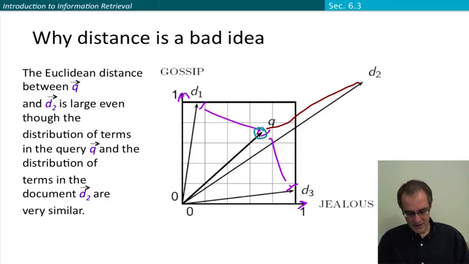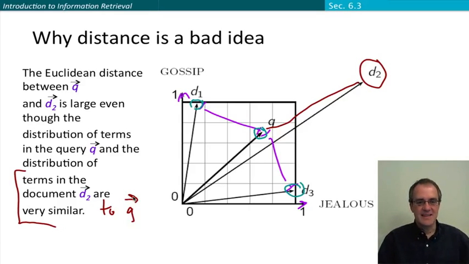Well, if we then look at our documents, what we find is document 1 seems to have a lot to do with gossiping and nothing to do with jealousy. And document 3 has a lot to do with jealousy and nothing to do with gossiping, whereas document 2 seems just the kind of document we want to get, one that has a lot to do with both gossiping and jealousy. So the terms in the document D2 are very similar to the ones in Q. So we want to be saying that that is actually the most similar document. And so this suggests a way to solve this problem and move forward.